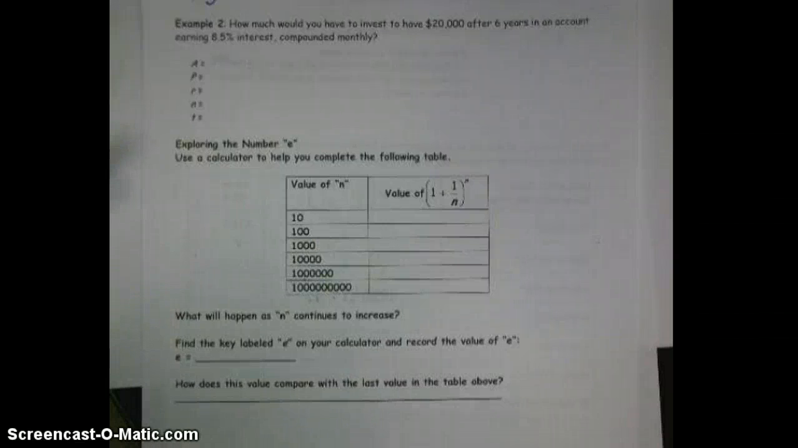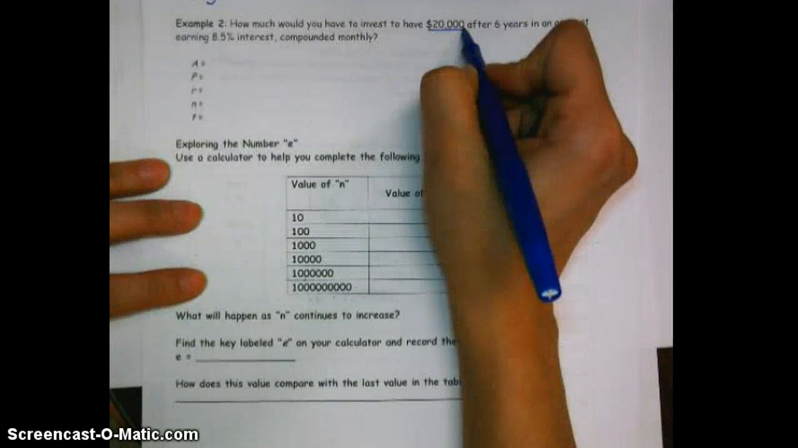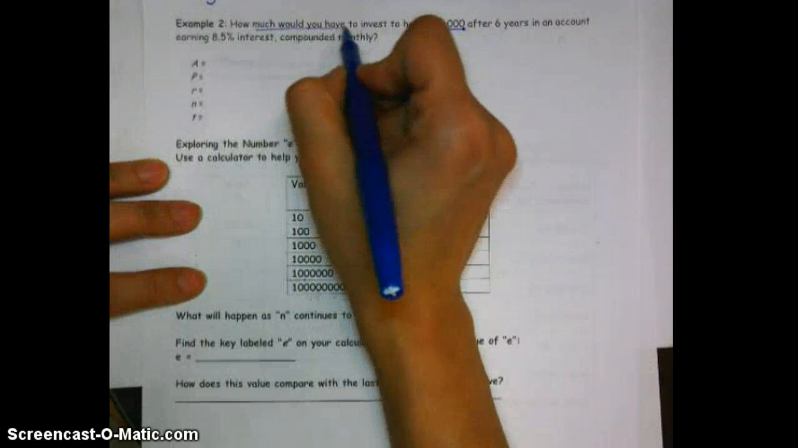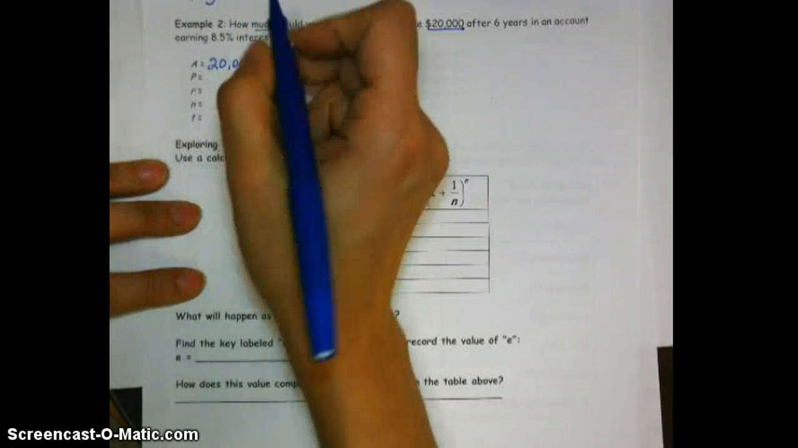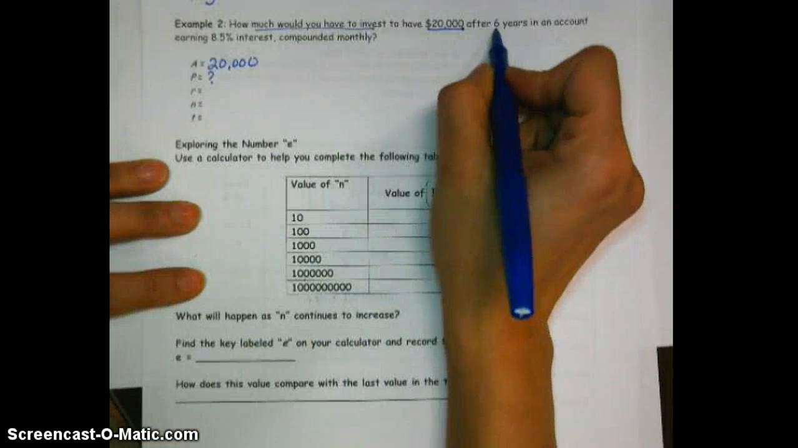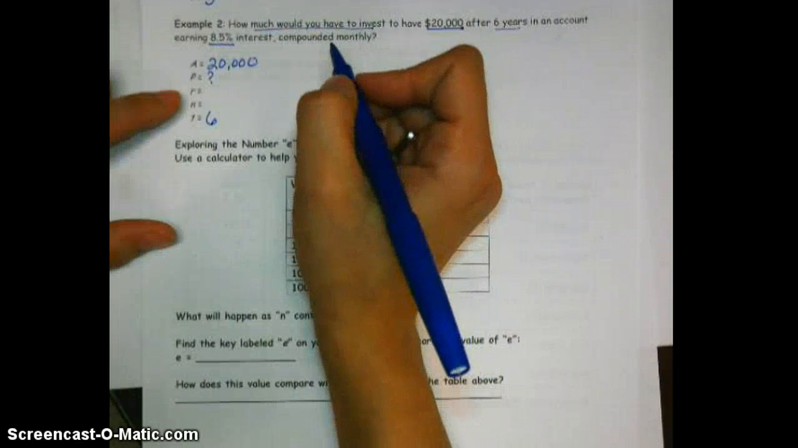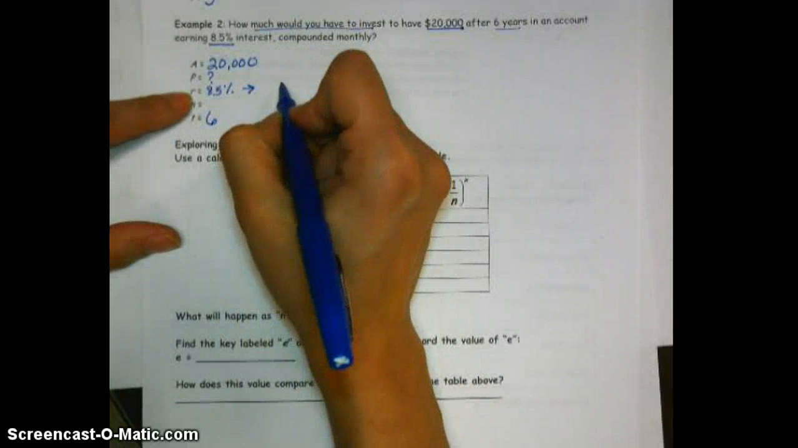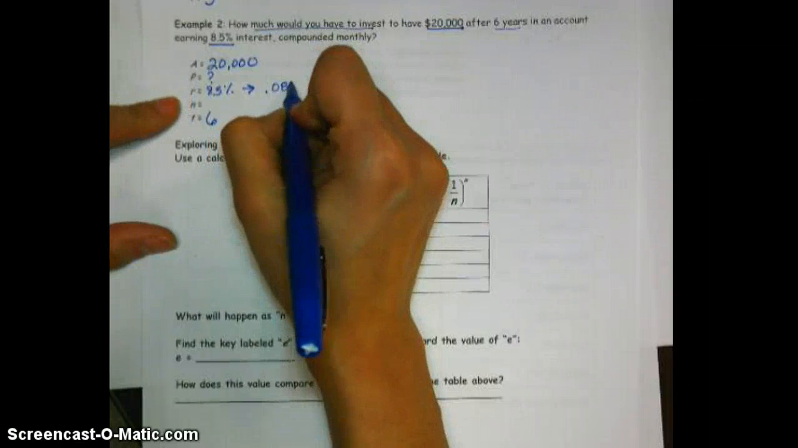Okay, our next example, we're going to have a higher initial amount, right? This time our starting amount is something actually we don't know. It says, how much would you have to invest to have 20,000 after 6 years? So that means my A value, after 6 years, I want this much money. I don't know what I have to start with. I want the total time to be 6 years. And the growth rate is 8.5%. So the rate as a percent is 8.5 like this. We have to change it to a number. So we'll move the decimal over 2 places, right? And we get 0.085.